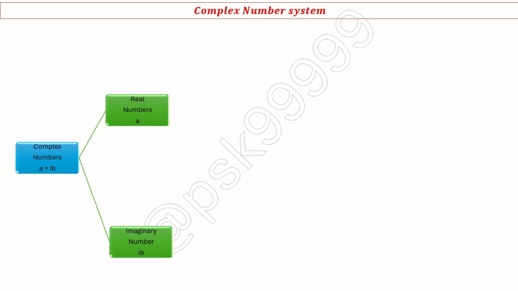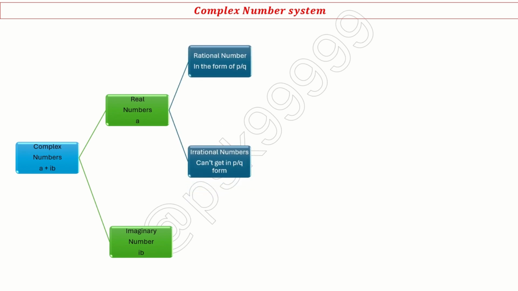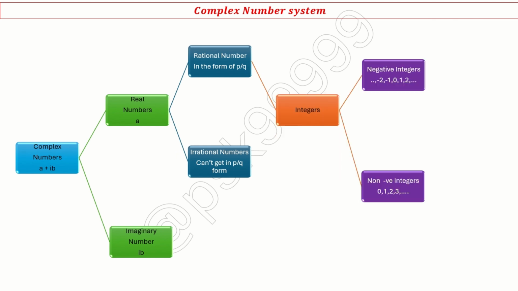The imaginary number system just stops here. It is just ib, if you have the square root of minus 1. Real number system, we know, has two parts. If you can write a number in p by q form, we call it a rational number. If you cannot write it in p by q form, we call it an irrational number. The rational numbers include fractions as well as integers, which are nothing but negative integers and positive integers.